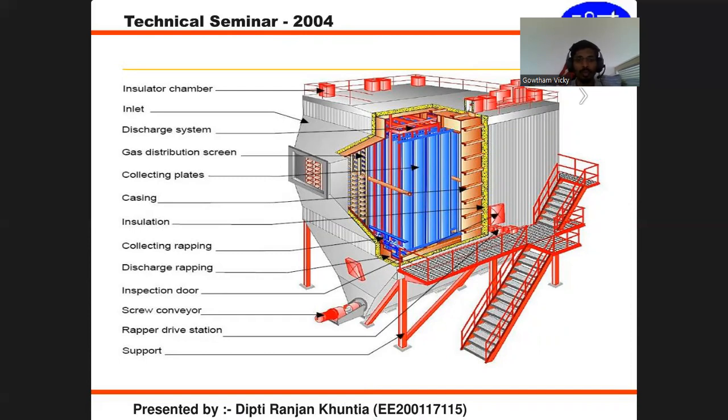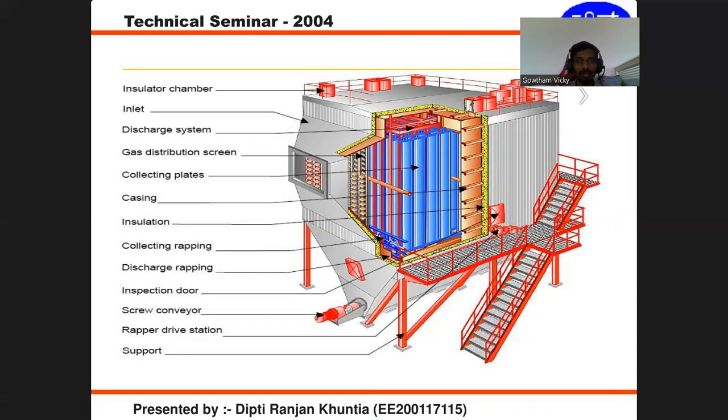In this drawing, the top portion in red color is the insulator chambers, and it should be the inlet. The second one is the inlet, and the third one is the discharge systems, and then the gas distribution screen, and then collecting plates, and then casings, and the yellow color is the insulation tubes, insulation systems.